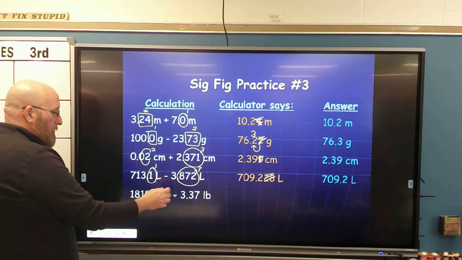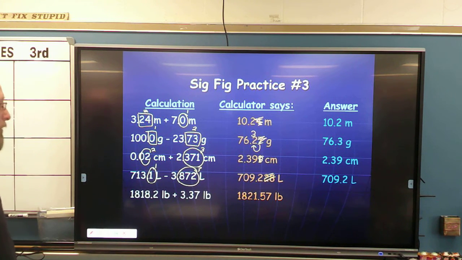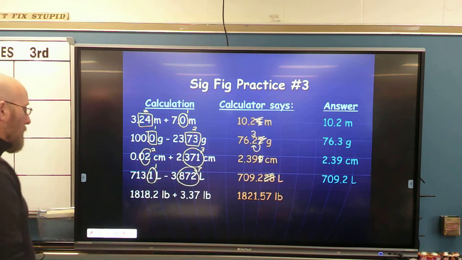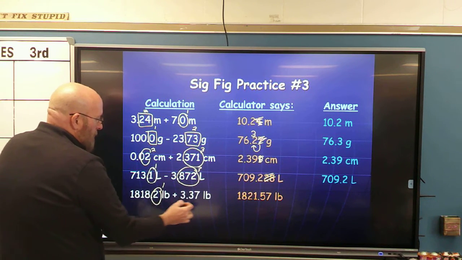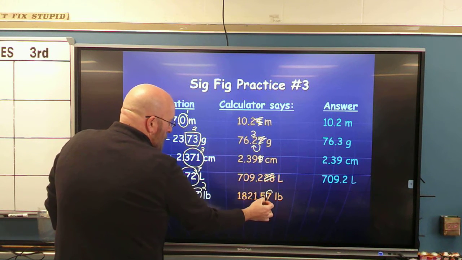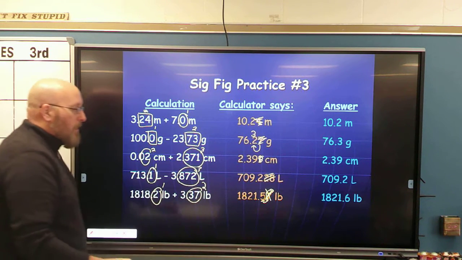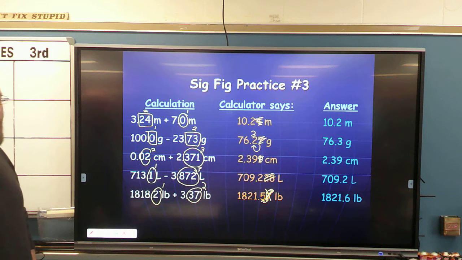1818.2 pounds plus 3.37 pounds should give me 1821.57 pounds. 1 decimal place, 2 decimal places. I need 1. Get rid of the 7, but that 7 has to turn that 5 into a 6. 1821.6 pounds. Okay?